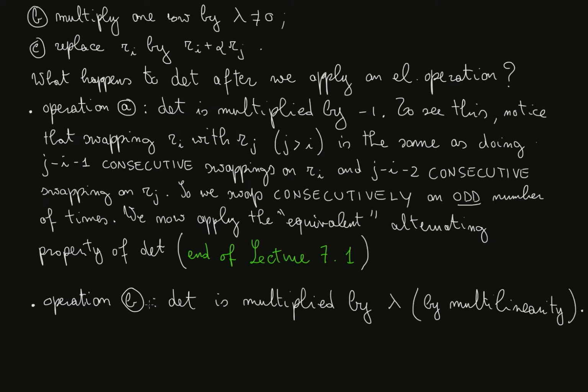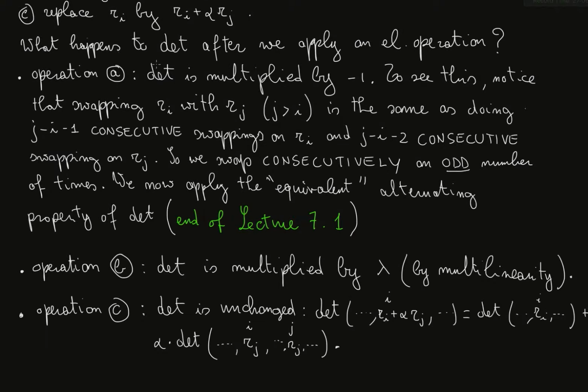The operation B is the multiplication of one row by a non-zero scalar. Well, this is just one part of the multilinearity of the determinant, so we already know exactly what the result will be performing this operation on the determinant. So the determinant will be multiplied by lambda. The third elementary operation involves replacing Ri, the ith row, by Ri plus alpha Rj for a certain scalar coefficient alpha and another row Rj. The statement is that the determinant is left unchanged by this operation.